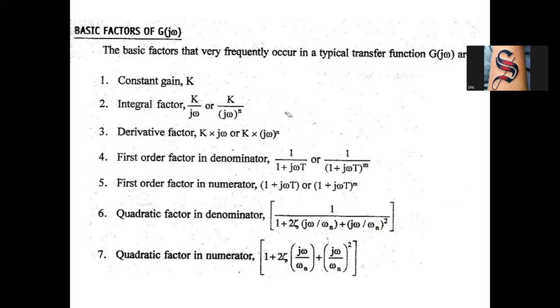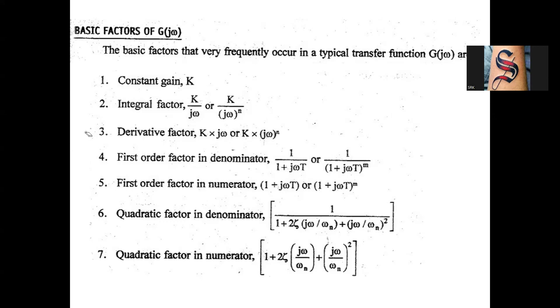So always we need to give the first priority to the integral factor or derivative factor. I can neglect the constant. Why? Suppose I have 5 by s, don't take 5 as one constant factor and 1 by s as another factor. 5 by s itself is the integral factor. Or else 10s: 10s itself acts as a derivative factor. Please don't consider 10 as a constant and s as a derivative factor. 10s itself is the derivative factor.